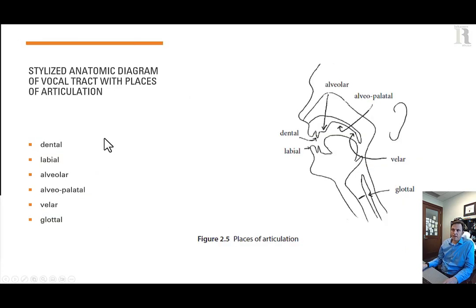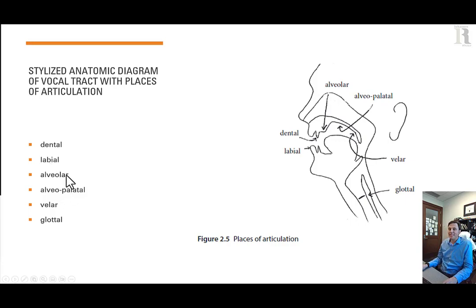Here, on the next slide, we have a stylized anatomical diagram of the vocal tract with places of articulation. And this is how we describe sounds in phonology. A dental sound is one that's produced with the teeth. So if I put my tongue on my teeth, th, th, ta, ta, ta, then that will be a dental stop or a fricative and so on and so forth. Labial refers to the lips, ba.